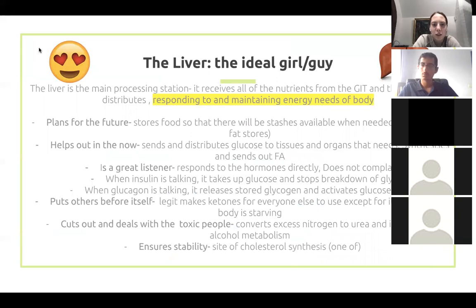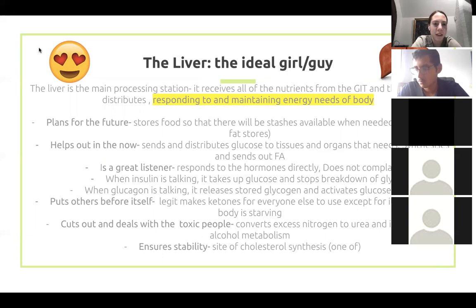So I've made a little fun meme thing, but it's actually very applicable. The liver is the main processing station of all nutrients. It receives all the nutrients that we digest. It then sorts and distributes and responds to the energy needs of the body. So that's why I wrote that the liver is the ideal girl or guy. These are some fun points about it.